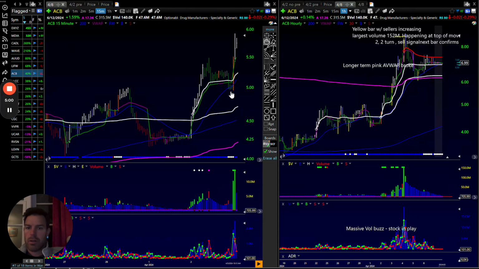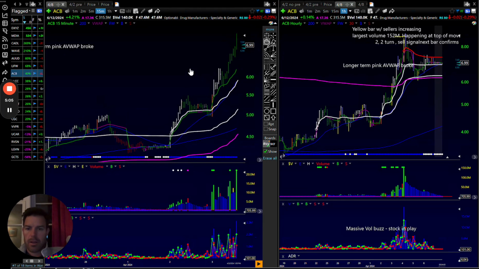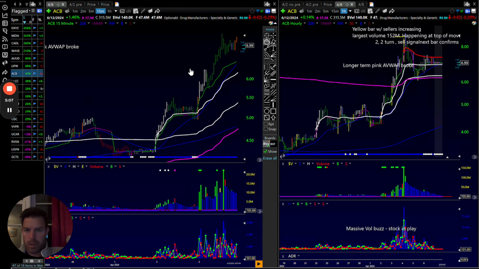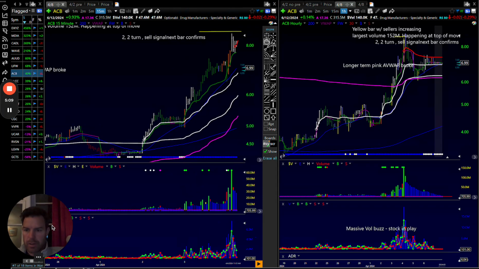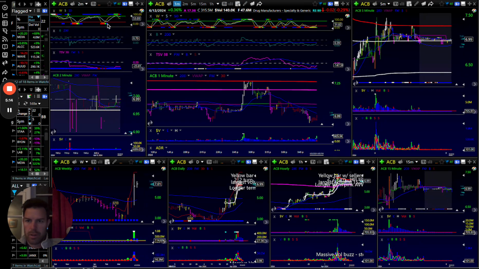But where this is, was it the hourly? Yeah, I really like the hourly chart as well. So that's why I have everything set up on a different layout here when I'm day trading, looking at all these different time frames.